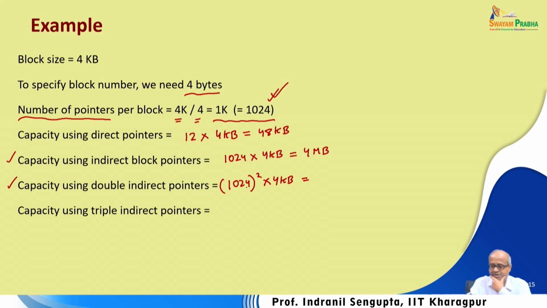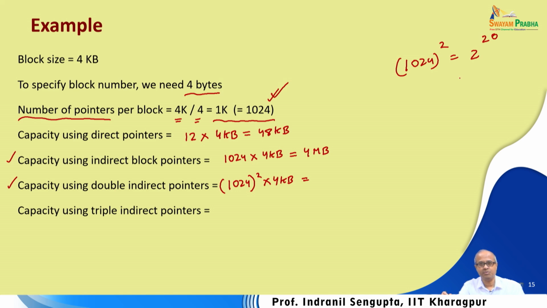2 to the power 1024 whole square is how much? 1024 whole square is 2 to the power 20, because 1 k means 2 to the power 10. You multiplied by 4 kilobyte, 2 to the power 20 is nothing but meg, right, mega. 4 kilobyte, it becomes 4 gigabytes GB.